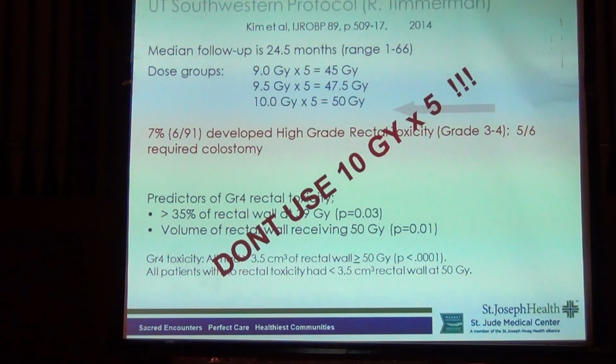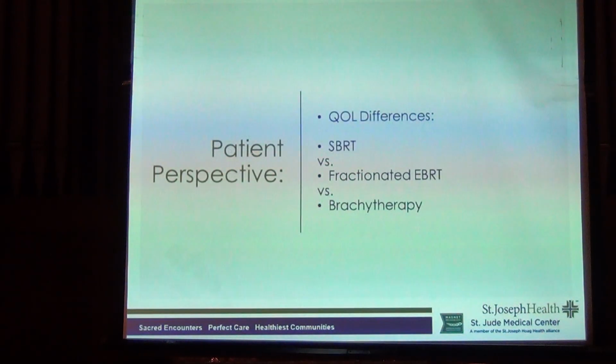So here was a dose that we don't go to because the grade 3, grade 4, remember that's on the right side, was way high, and even 5 or 6 patients who got treated to that dose required colostomies. We don't see that today. In the dosing that we go to, it is extremely unheard of to see those kinds of toxicity scores. But that's great. That's the physician perspective.